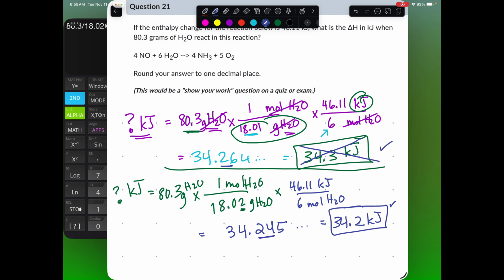So in the world of science, when you're in a lab where you're mixing these things, it usually doesn't matter. Now, there are some professions where that might be a huge mistake. But again, this is a rule. This is how significant figures behave. All right, so the answer is 34.2 kilojoules, not 34.3 kilojoules.